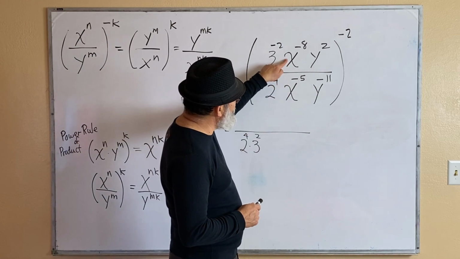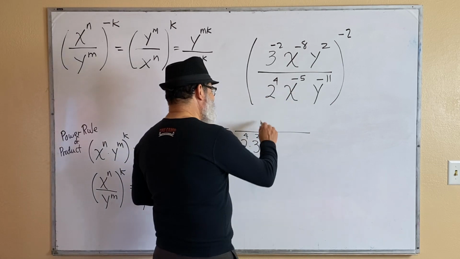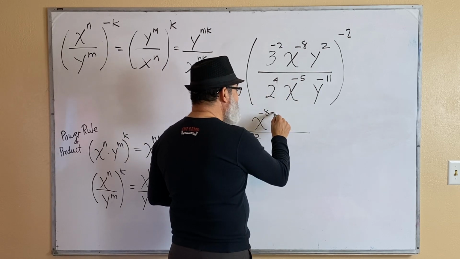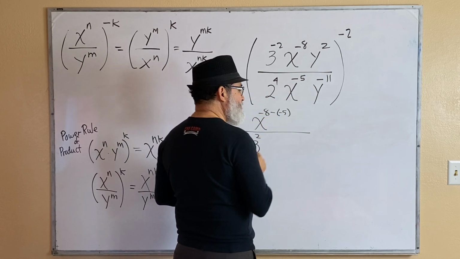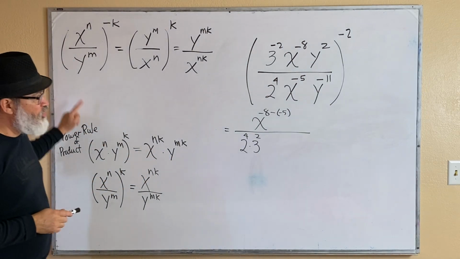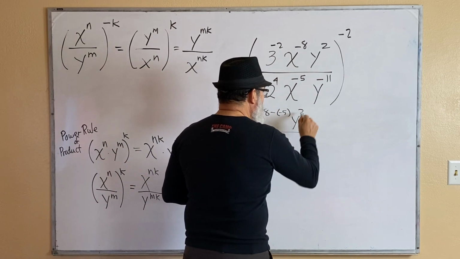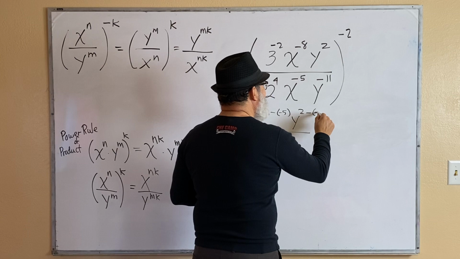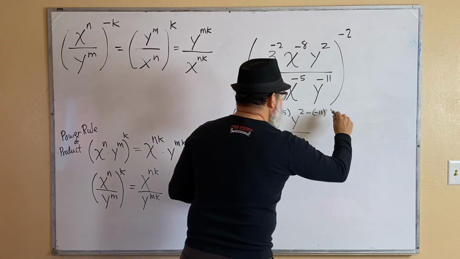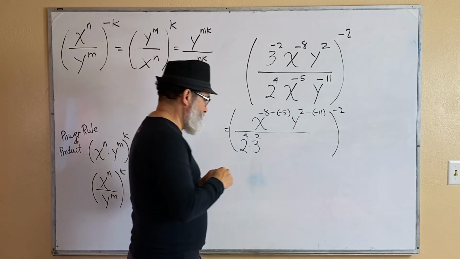You see this one? x to the negative 8 divided by x to the negative 5. That's x to the negative 8 and then minus 5. I'm applying the quotient rule that I gave you earlier. And this is y to the 2 minus 11. There you go. And then raised to the what? Raised to the negative 2. Okay?